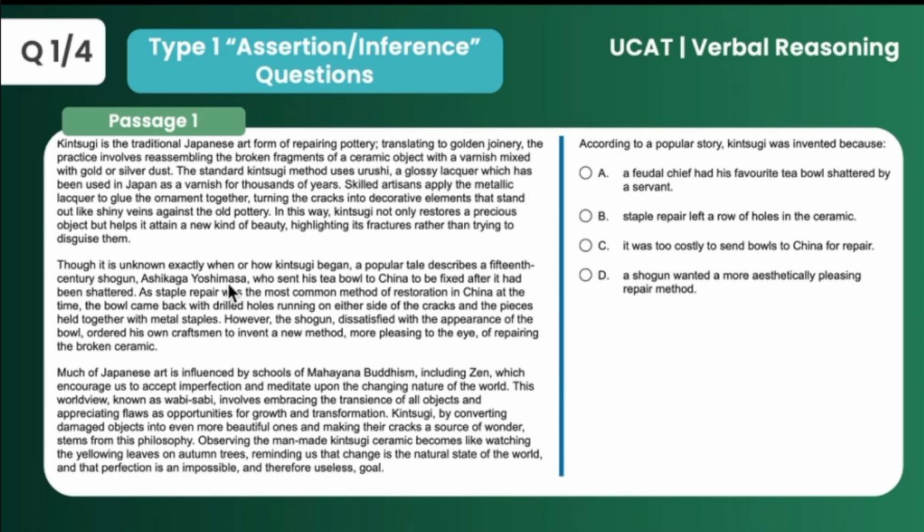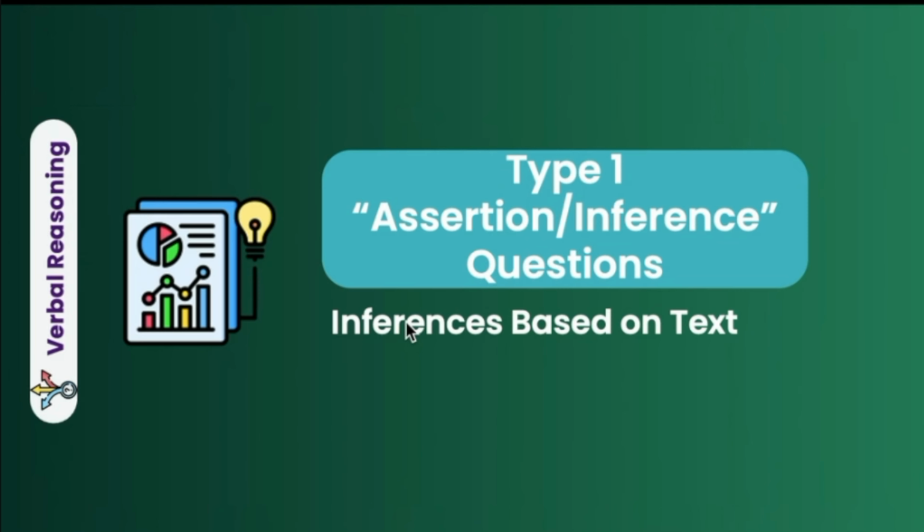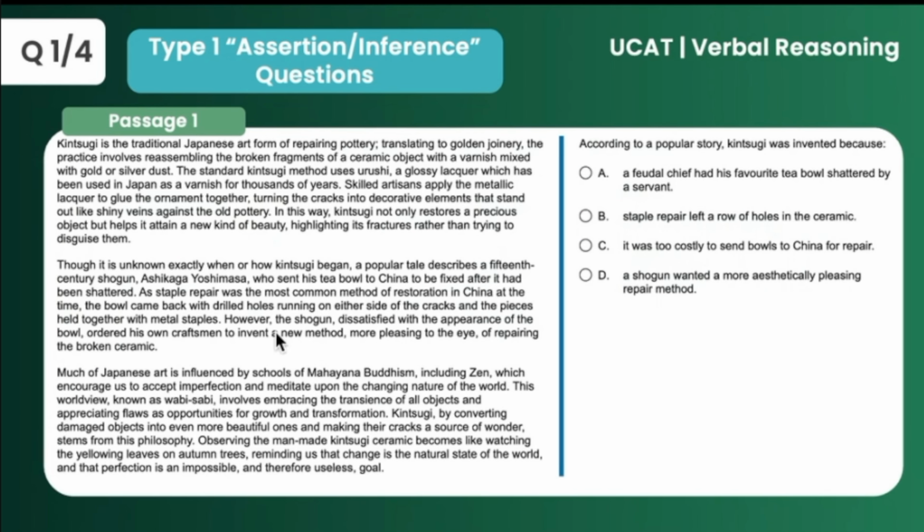Okay. Unknown exactly when or how it began, popular tale describes a 15th century shogun sent his tea bowl to China to be fixed after it had been shattered. As staple repair, most common method of restoration in China, bowl came back with drilled holes running on either side of the cracks, pieces held together with metal staples. However, Shogun, dissatisfied with the appearance of the bowl, ordered his own craftsman to invent a new method more pleasing to the eye of repairing the broken ceramic.